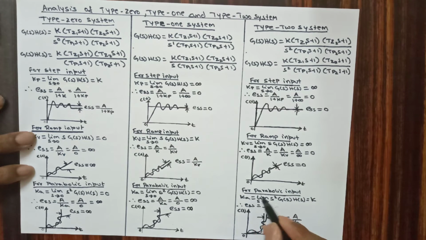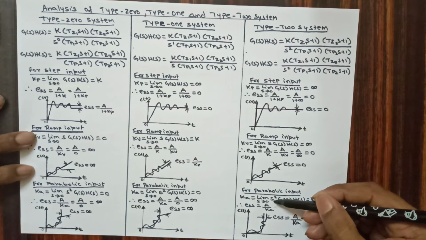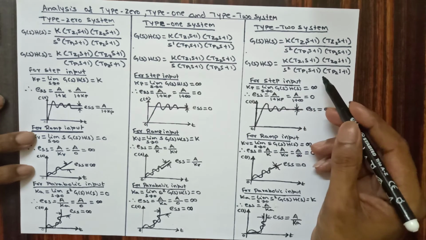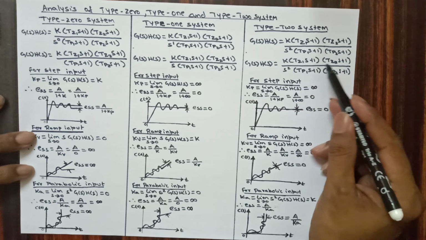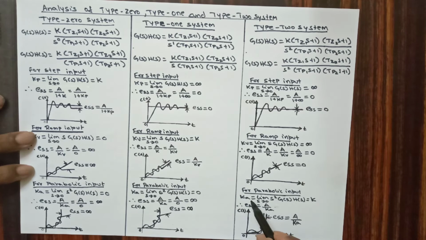Third example, when we apply a parabolic input for a type 2 system, we know that the acceleration error coefficient Ka is equivalent to limit s tends to 0 of s to the power 2 into G(s) into H(s). G(s) H(s) for a type 2 system is this one. We have s to the power 2 divided by s to the power 2, which is going to get cancelled, and when we apply limit s tends to 0, we get the value K, which is nothing but Ka equal to K. Therefore, steady state error is equivalent to A divided by Ka.